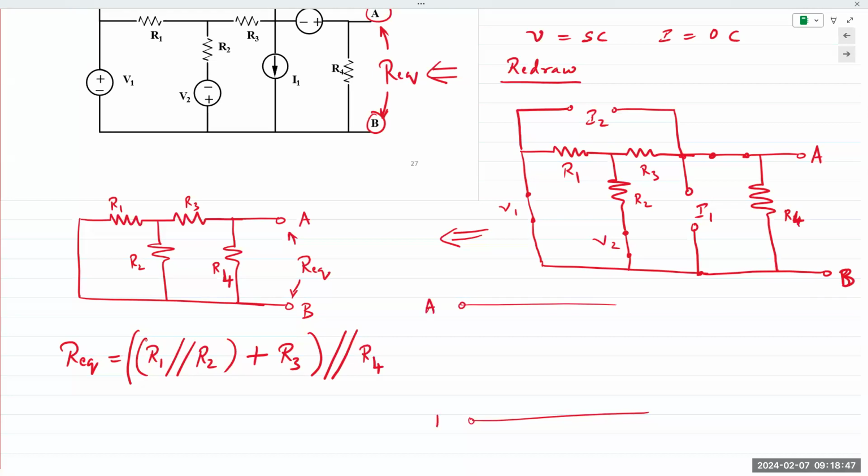We have A and B, and you just redraw the circuit, resistors going from A to B. So we'd have R4. Then we'd have R3 connected to A. And from R3, we have R1. We also have R2. And then R1 and R2 are connected together, which is connected to B.